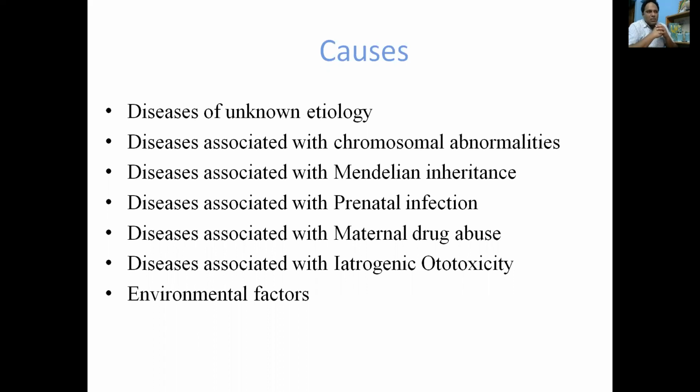What are the causes? It could be a disease of unknown etiology. As usual, diseases associated with chromosomal abnormalities, diseases associated with Mendelian inheritance, diseases associated with prenatal infection, diseases associated with maternal drug abuse, and also iatrogenic causes, maybe phototoxicity. Lastly, but very important, environmental factors.